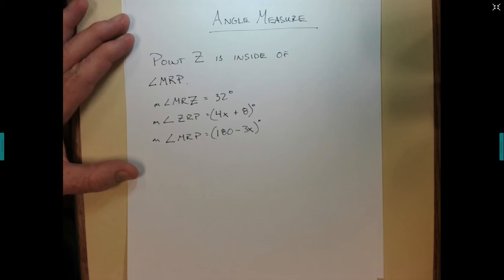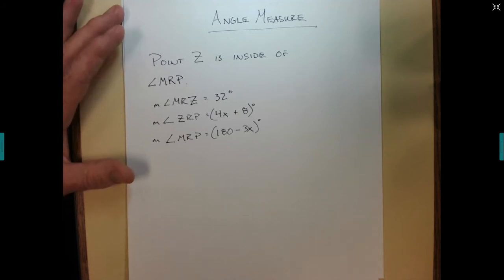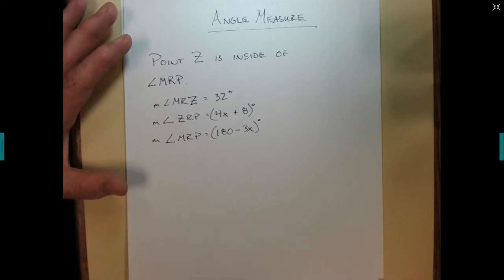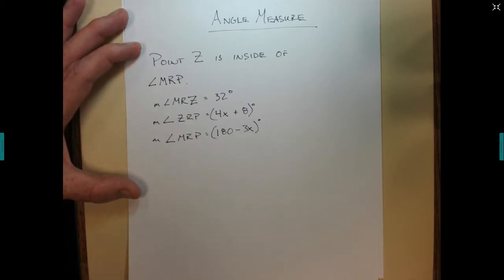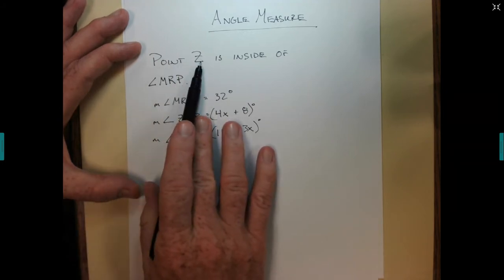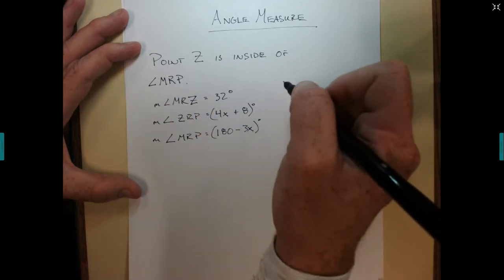All right, guys, here's a quick little example of an angle measure problem. Again, we're being given a description of a geometric event here, but we can't see it yet. If we can't see it, this becomes much more difficult, if I can't see and manipulate and see what's kind of going on. So we've got to get a picture of this. I need to get a point Z, which is inside of angle MRP.